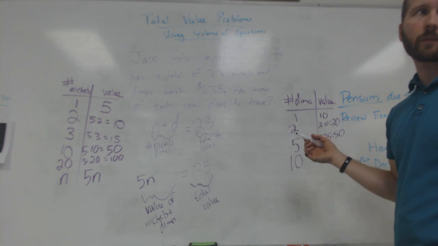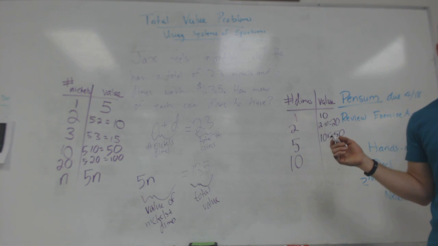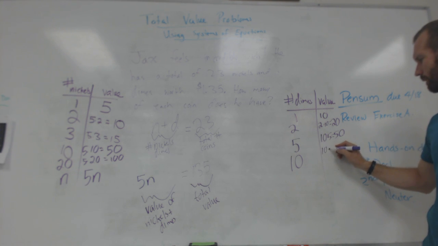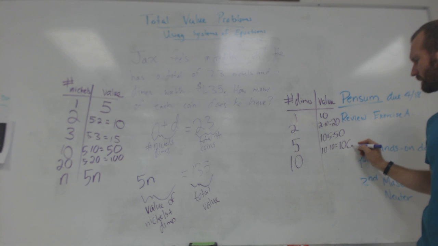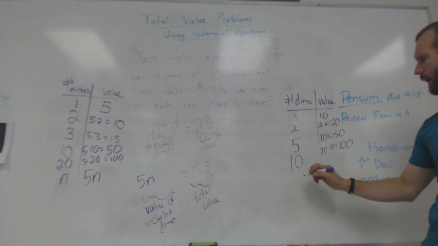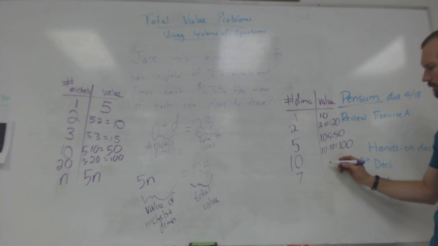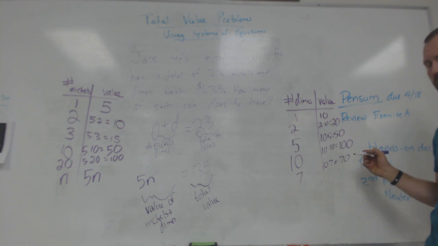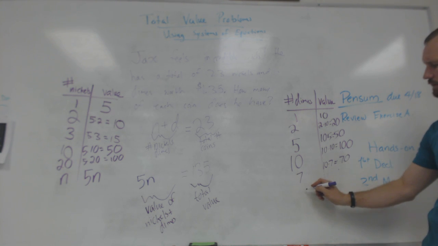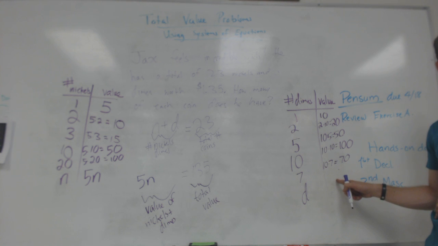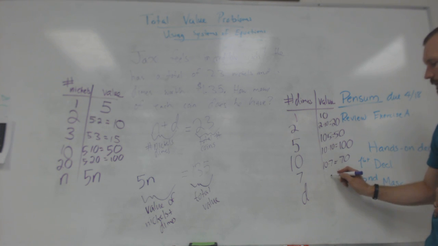10 dimes is worth $1. What did you just do in your head? Math, 10 times 10. So that's worth 100 cents, right? What if I had 7 dimes? How much is that worth? 70. How did you get that? 7 times 10. Anything times 10 is that number with a 0 after it. So how much is d dimes worth? 10d.